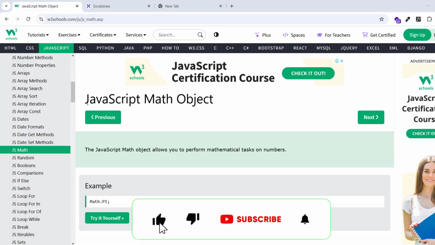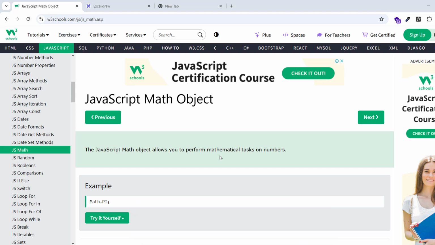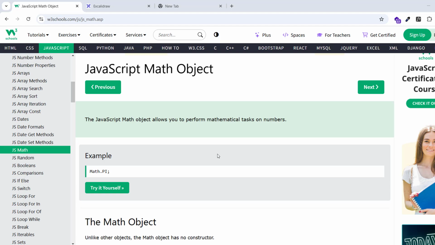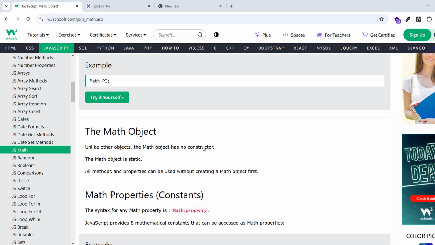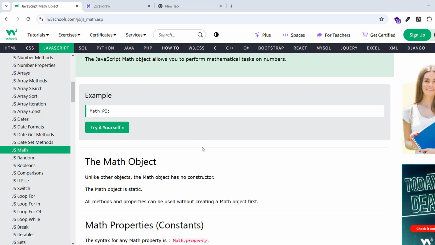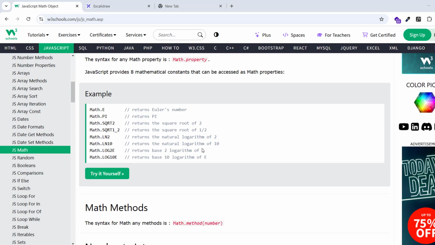Welcome back, coders. Now it's time to discuss the JavaScript Math object. The JavaScript Math object allows you to perform mathematical tasks on numbers. So this is basically math intensive, not JavaScript intensive. If you have a good understanding of math, then these things are very easy for us.